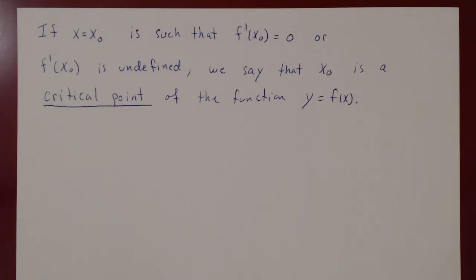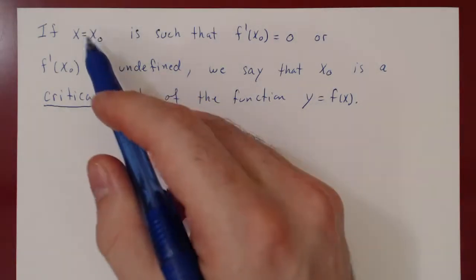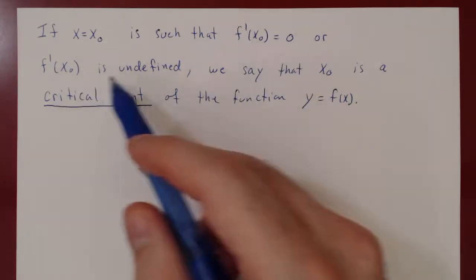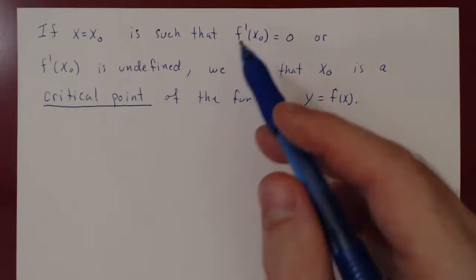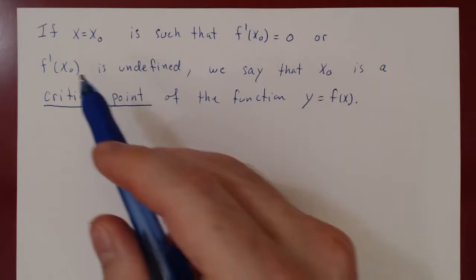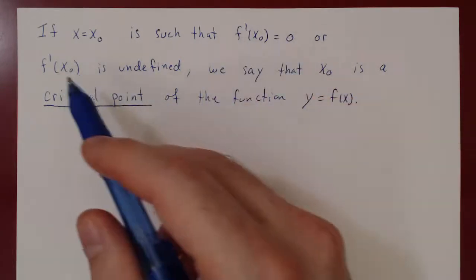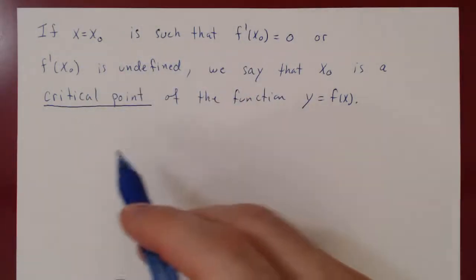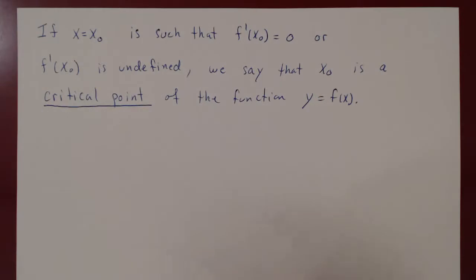The only way to observe a change in increasing to decreasing or from decreasing to increasing is if you find a point, a value of x, where the derivative is either 0 or maybe undefined. And those values are really, really important. Because at those points, where the derivative is either 0 or undefined, there may be a change in increasing to decreasing or decreasing to increasing. So those are really, really important points. That's why we say that they are critical points.